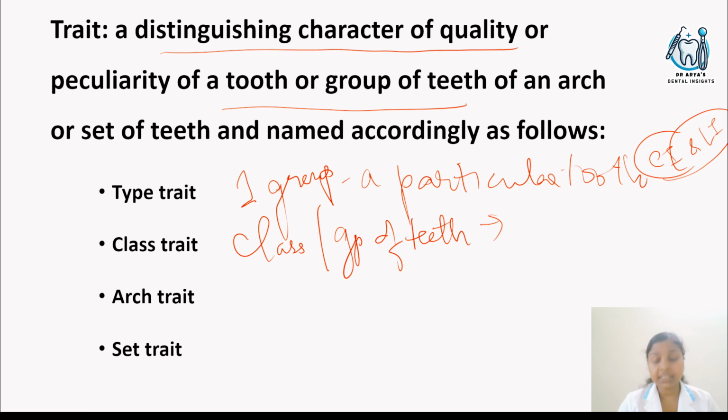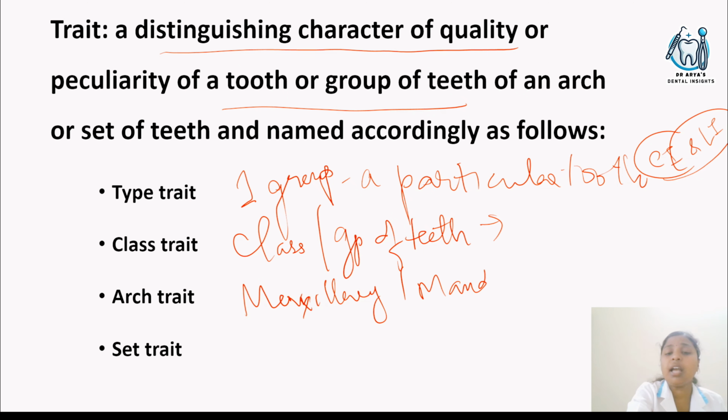Next is the arch trait. This is a character or a peculiarity of teeth of the maxillary or mandibular arch. So it is based on the arch. An example is that all maxillary molars have an oblique ridge on the occlusal aspect.